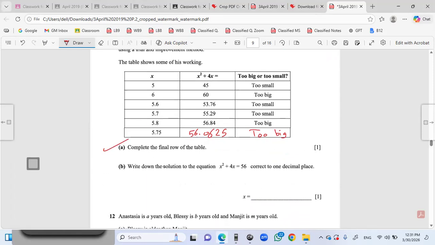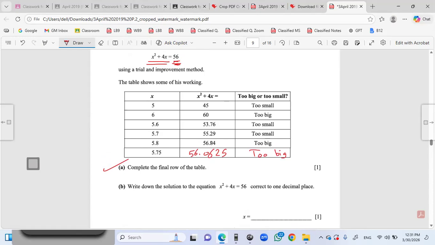Question B, they're saying to write down the solution to the equation correct to one decimal place. We want to reach 56. It is definitely a little bit smaller than this. Why? Because 5.75 gave me 56.0625. So I want to go down a little bit.